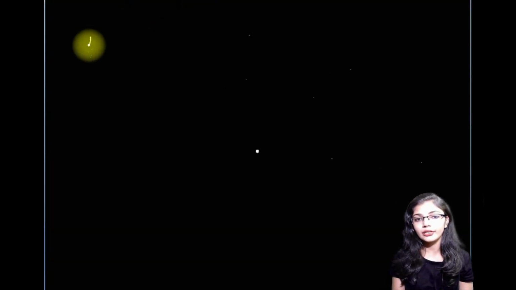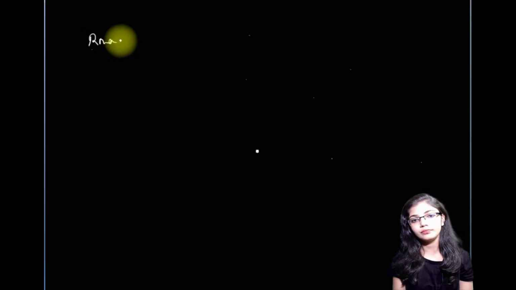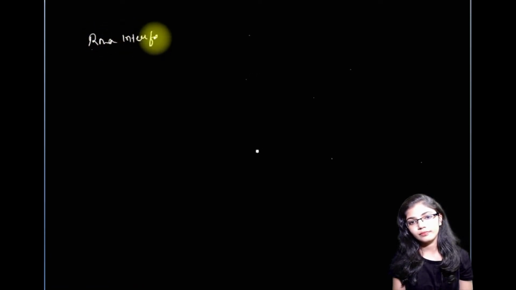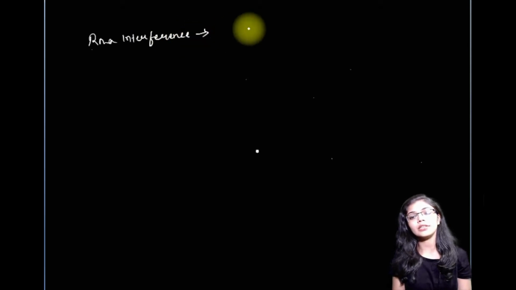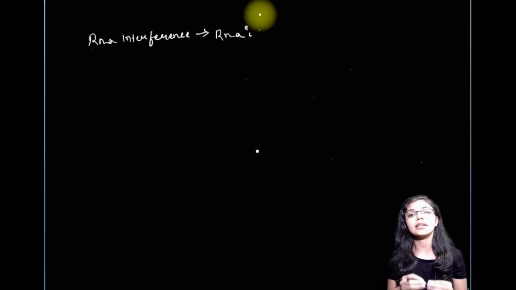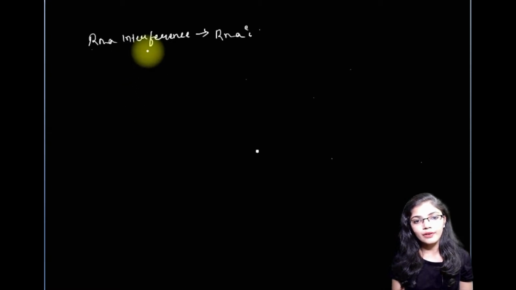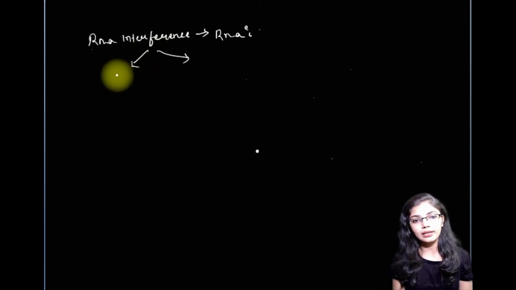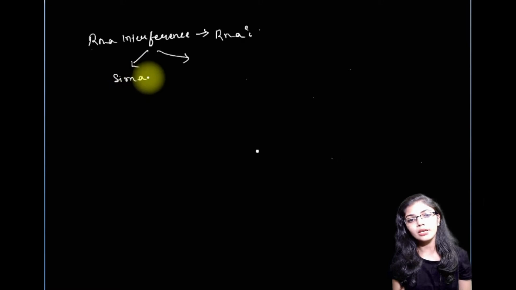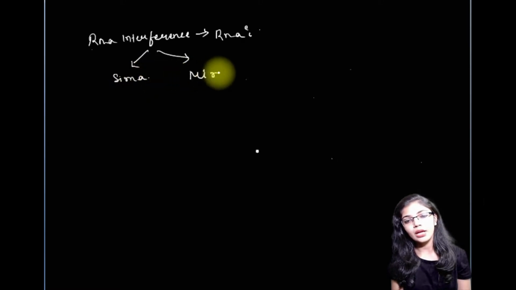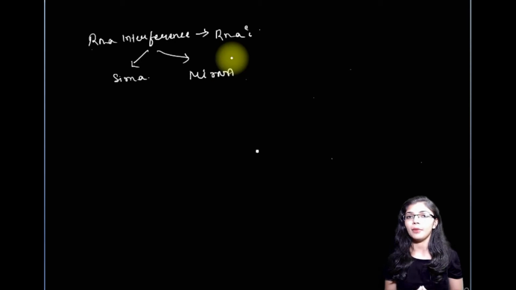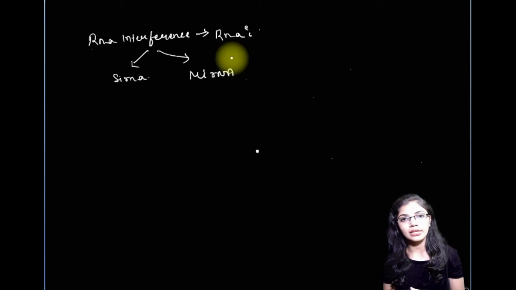So, RNA interference. RNA interference is also known as RNAi. Now, what is the function? It is interfering with the process of RNA. RNA interference is of two types: siRNA and miRNA. In this video, we will discuss miRNA, how this miRNA is formed and what are the processes taking place for silencing of the mRNA.